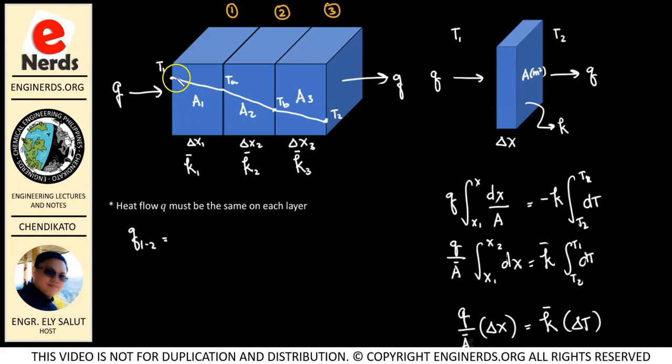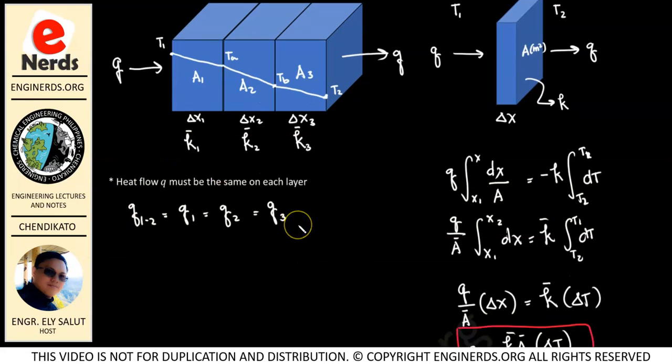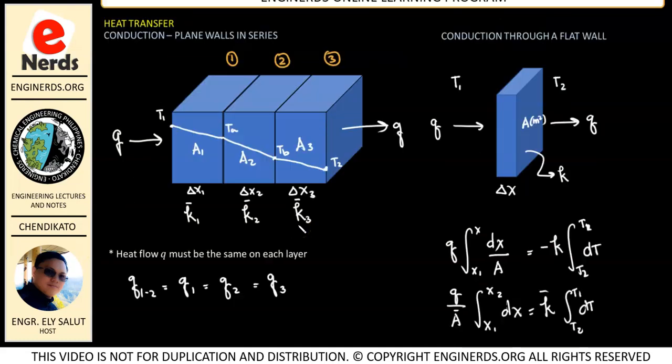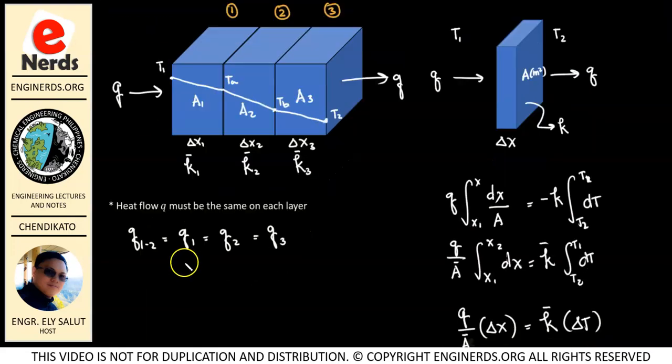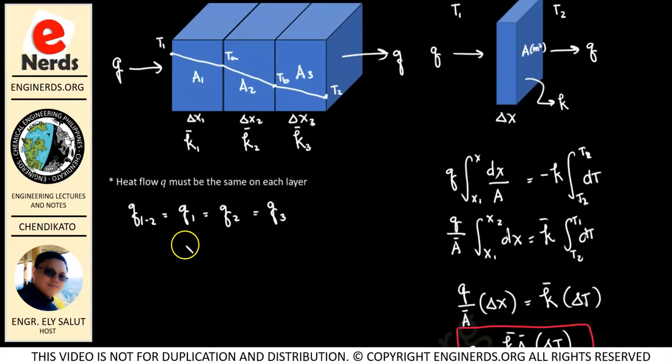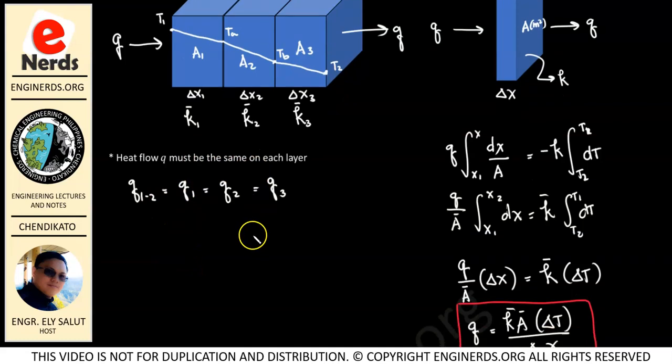So, what do we mean by that? So, our heat here on our first wall, which is Q1, is also equal to Q2, and this is equal to Q3. Okay, because our heat is the same on every layer at steady state, diba? So, this is what we need to take note. Ito yung pinaka-importanteng concept na dapat natin maintindihan when we are talking about conduction in plane walls in series. Okay, the same ang ating heat flow on each layer.